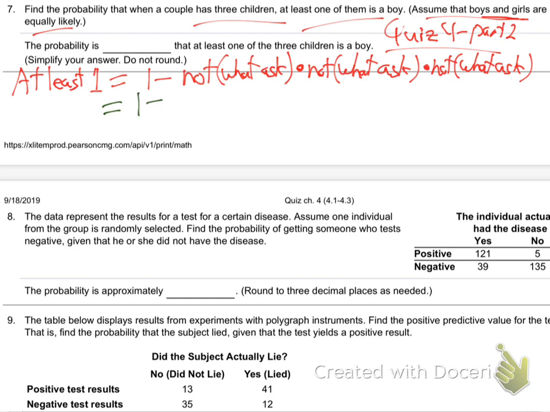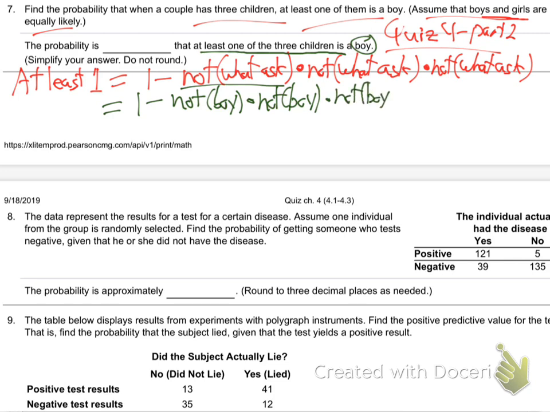So 1 minus not what? What are they asking for? At least one of the 3 is a boy. So not boy times not boy times not boy. Why 3 of them? Because we're saying 3 children. One of the 3 children.